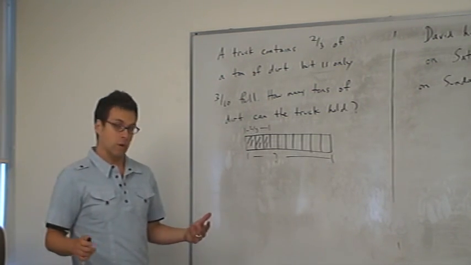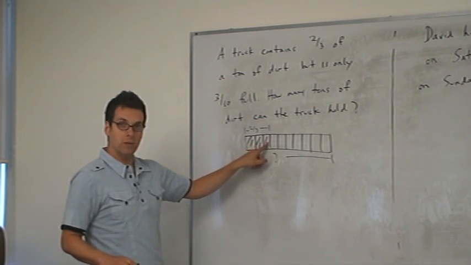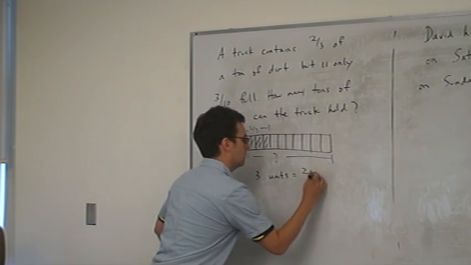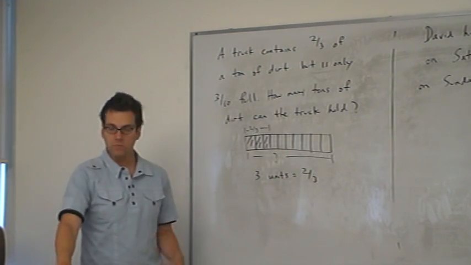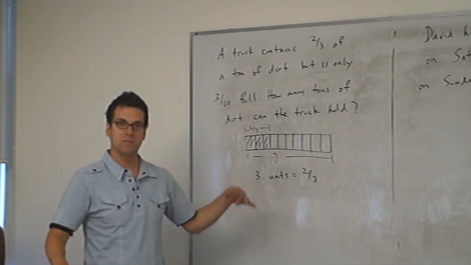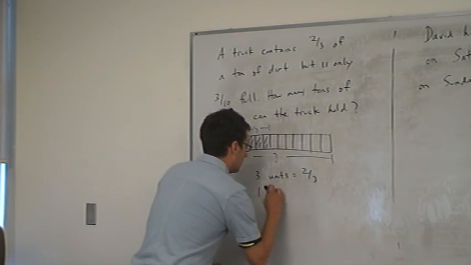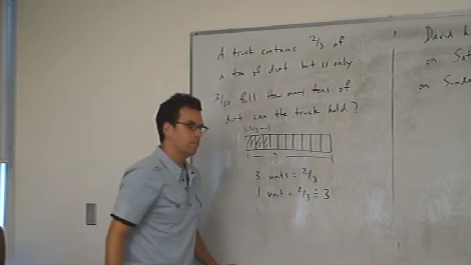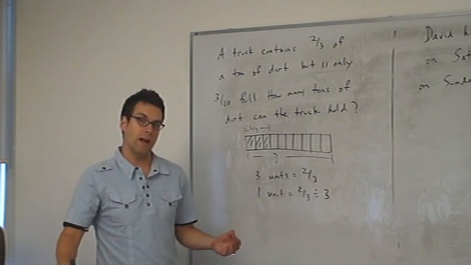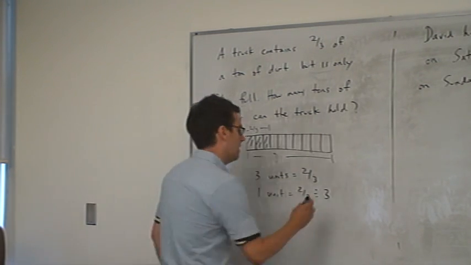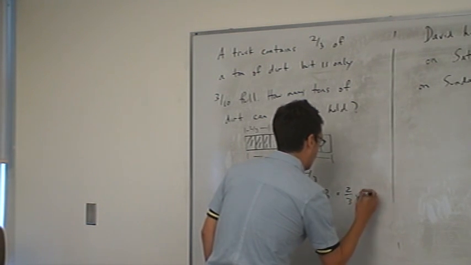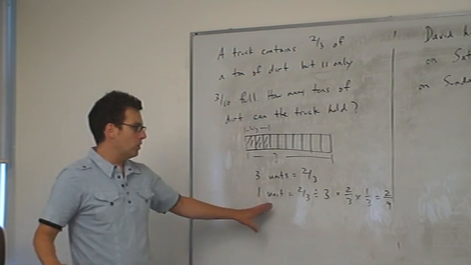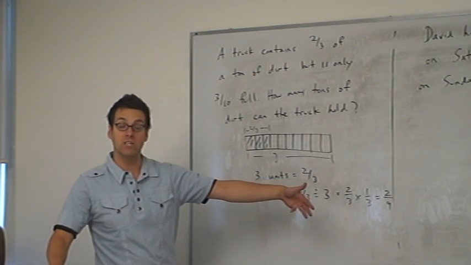Our unit sentence is going to be, in this case, 1, 2, 3 units is equivalent to 2/3, or 2/3 of a ton if you like. From partitive division, we know that if 3 units is the same as 2/3, then 1 unit is certainly the same as 2/3 divided by 3. From fraction division, we understand that 2/3 divided by 3 is the same as 2/3 times 1/3, which in this case is 2/9. So 1 unit represents 2/9, or 2/9 of a ton of dirt.